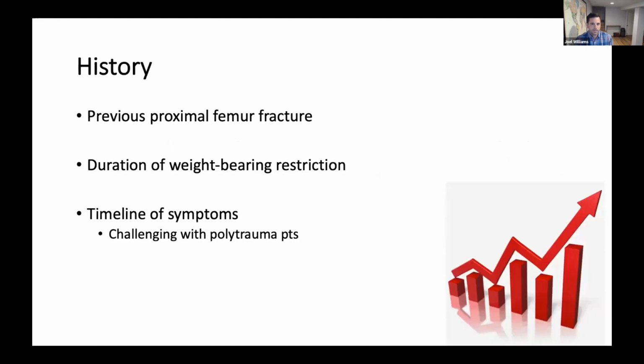So the first step with any of these patients, per usual, is a history. Obviously they have to have a history of a previous proximal femur fracture, probably femoral neck fracture. And I think it's important to ask the patients what their understanding of their weight-bearing restriction was afterwards. Maybe they were a polytrauma patient, and sort of in your mind have a mental graph about their chronology of symptoms.